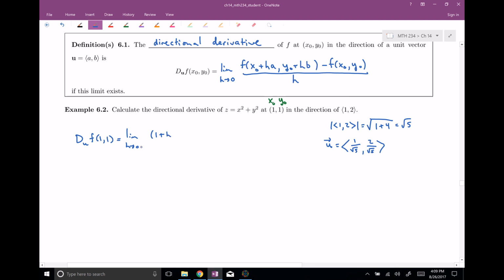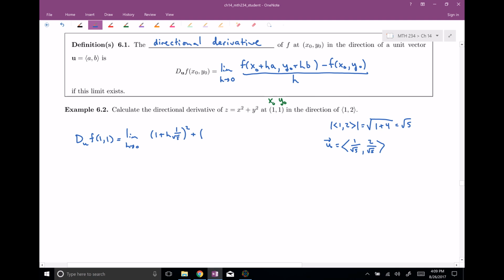This is going to be 0 times a. Remember, a is the x component of our unit vector here, so that's going to be 1 over root 5. And the function says to square that, plus the y component squared.